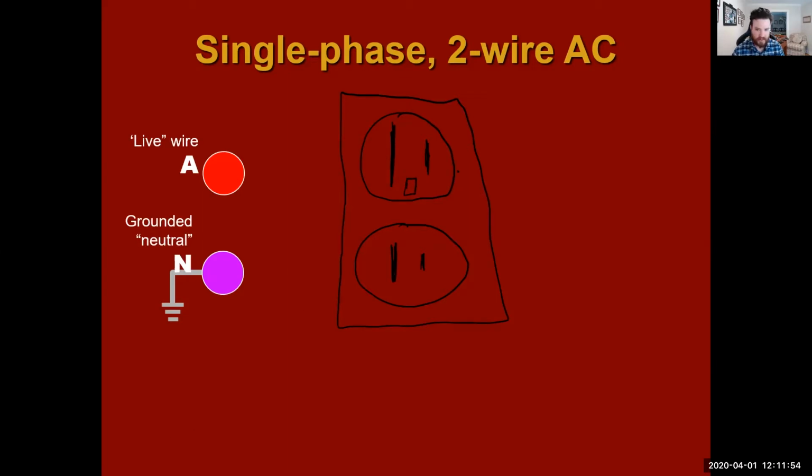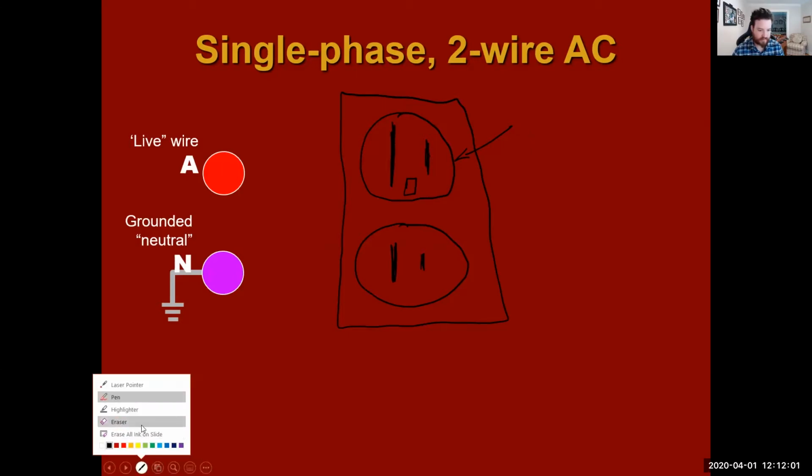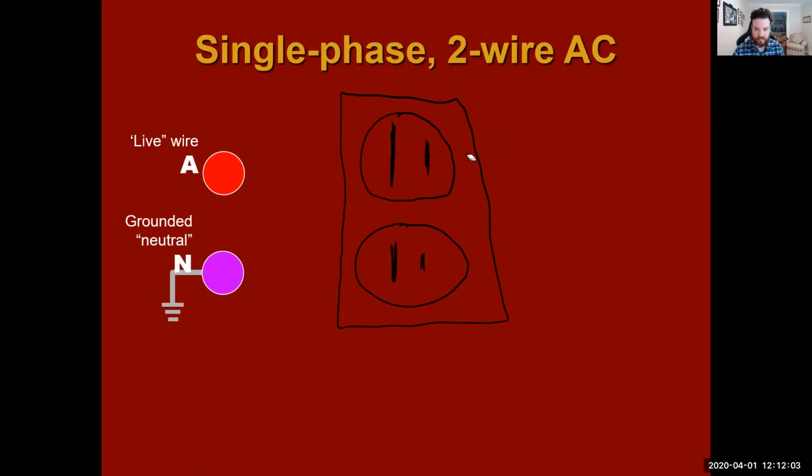All right. So this is not a 2-wire system. This is a very basic way of doing electricity. Basically nothing is built this way, and we'll talk about those reasons a little bit later in the lecture. But just know that this is single phase 2-wire, where one is the live and the other is the neutral.